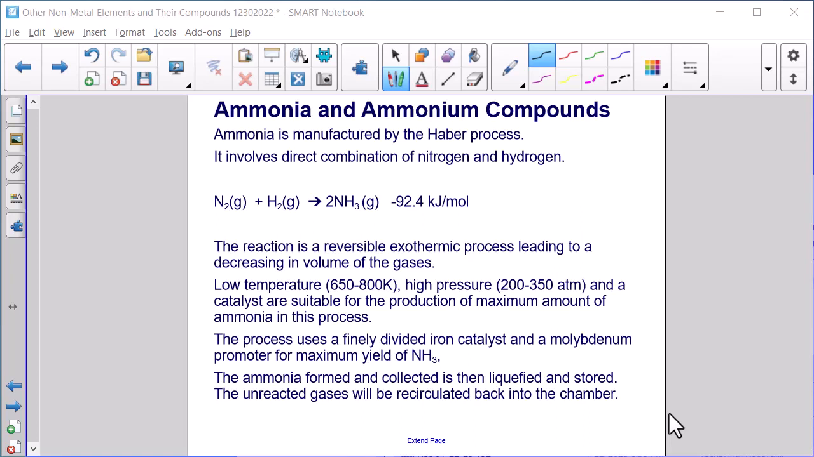The process uses a finely divided iron catalyst and a molybdenum promoter for maximum yield of ammonia. The ammonia formed and collected is then liquefied and stored. The unreacted gases will be recirculated back into the chamber.